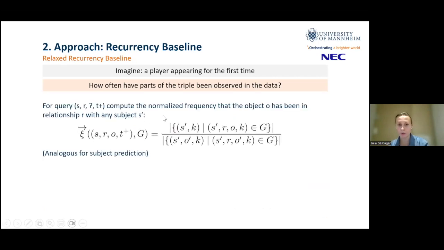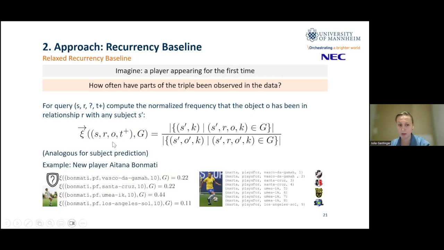So for a query, we compute a normalized frequency that the object has been in a relationship with any kind of subject. To make it a bit more graspable, we have this example. We have the new player, Aitana Bonmati, and we want to see which club she will play for. We don't know anything about her. We only know the clubs that people have played for. And we will just keep it very simple and assign the highest score to the club that most people or triples have played for, most time steps have been in. So in this case, we would just say, okay, I guess she plays for Umeå IK because most people play for that. It's very simple, not very sophisticated.